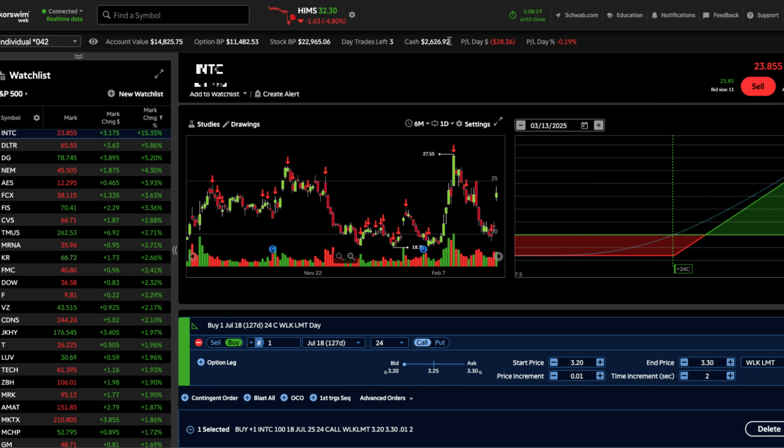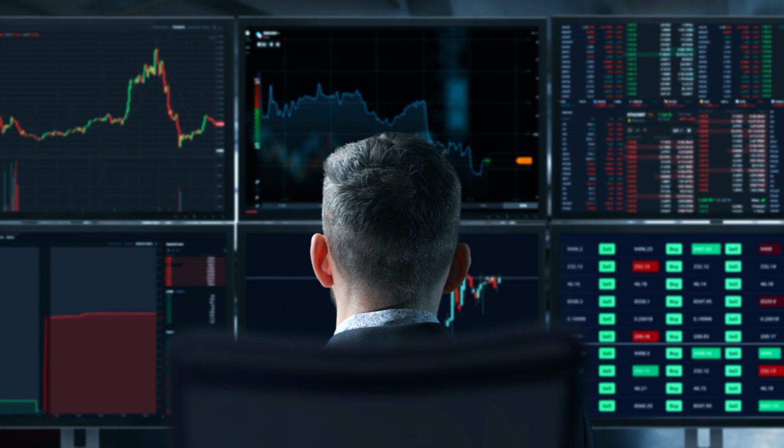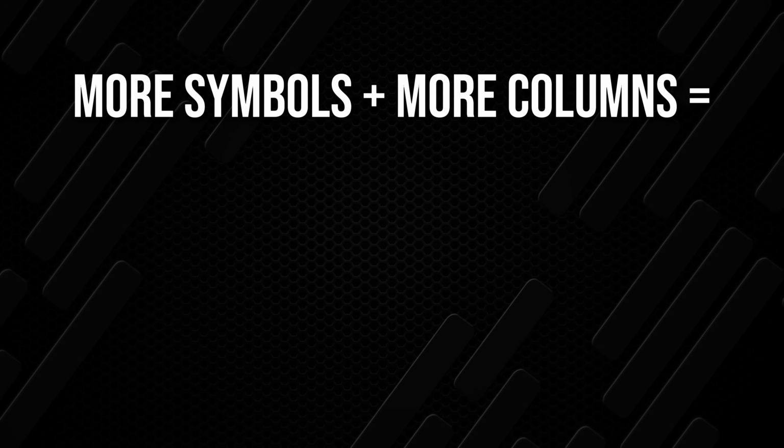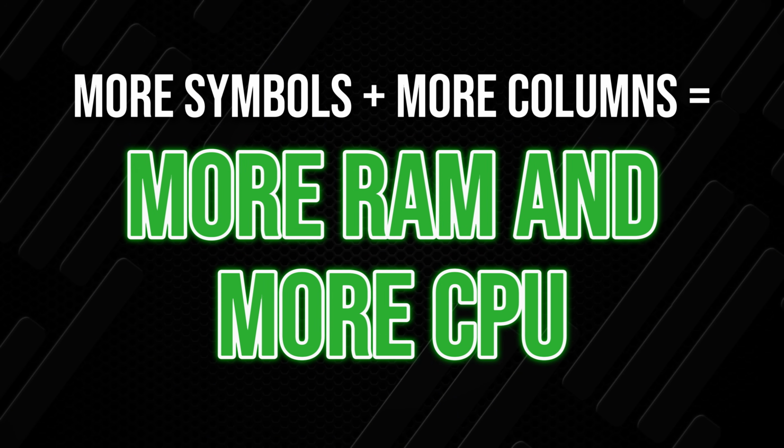And by the way, this isn't just a TradeStation problem. If you've ever switched over to Thinkorswim or NinjaTrader or wonder why a heavy scanner setup bogs those platforms down too, it's the exact same equation. The data load is real across the board. Your hardware has to absorb it no matter what platform you're on. So the equation is simple. More symbols plus more columns equals more RAM and more CPU. There's no magic bullet setting that gets you 1,000 live symbols on a 6-year-old laptop. The data load is real and your trading computer has to be able to absorb it.